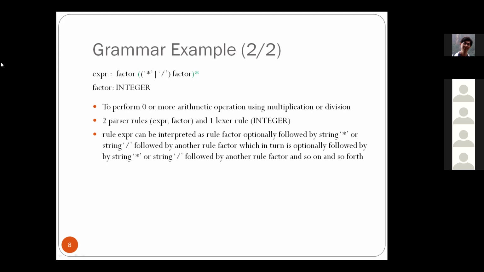So how do you interpret any rule that has open and close parentheses and a star? Basically, the rule expression can be interpreted as the rule factor optionally followed by an asterisk or a divide character followed by a rule factor, and it can be followed again by the whole process, like recursive, and so on and so forth. That is how you can interpret the rules.